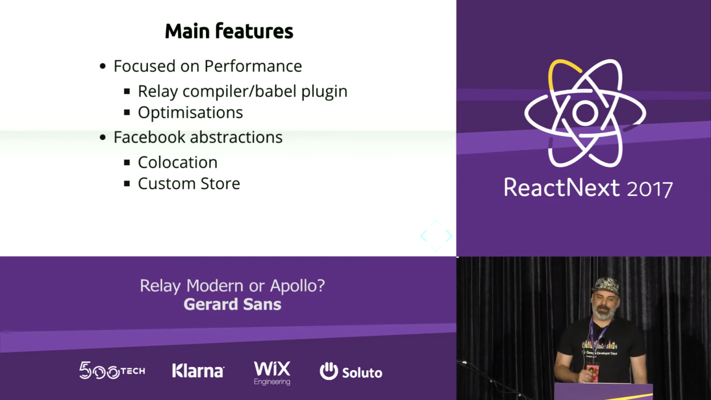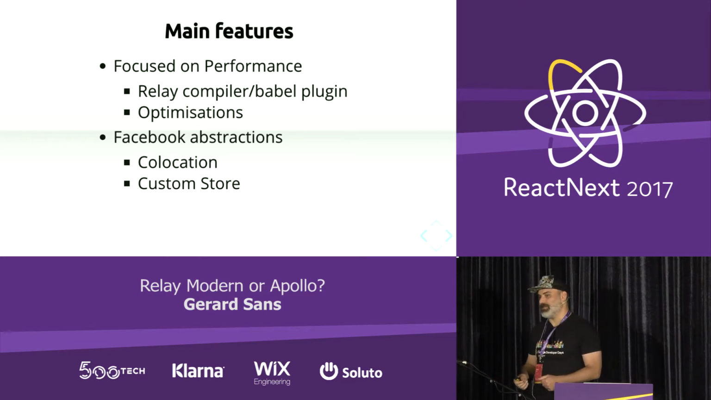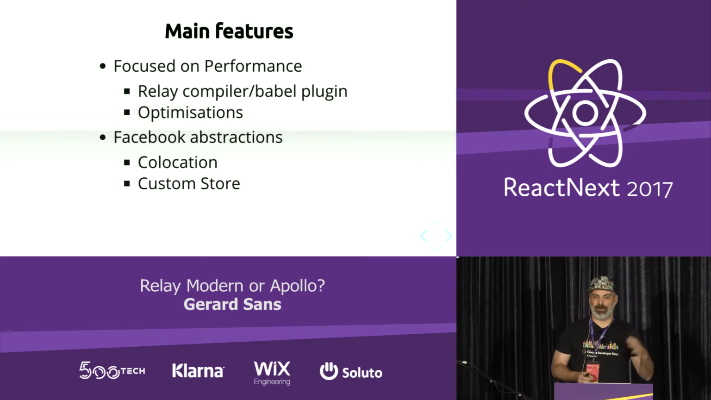One of the other differences that we can see in Relay Modern is that it uses a custom store. And compared to Apollo, this can be a good thing or a bad thing. This also can be an open door to use some other store implementations like MobX and other solutions. So it's really interesting.